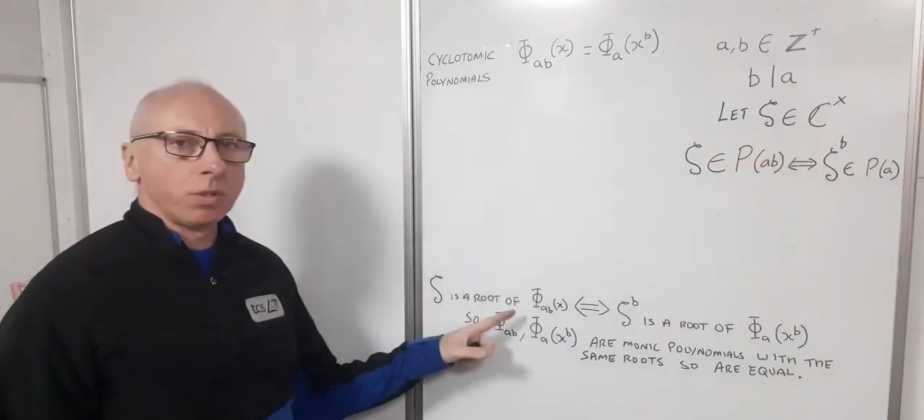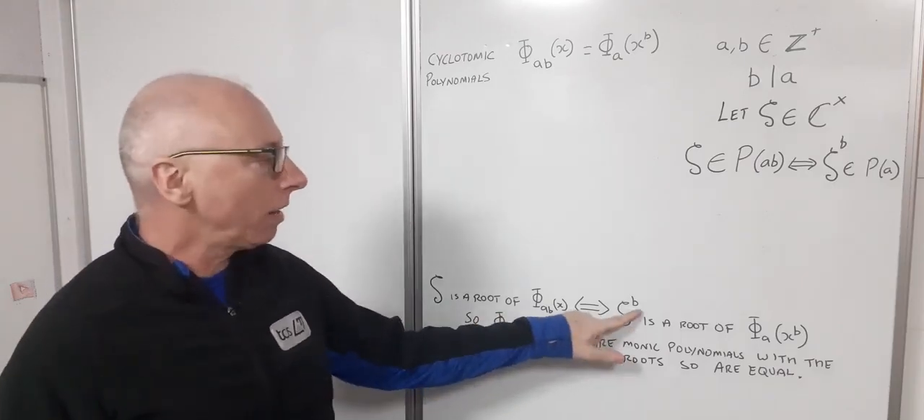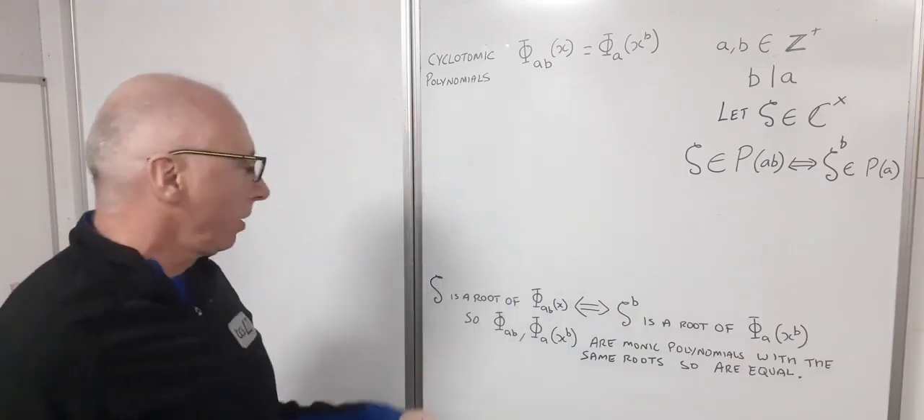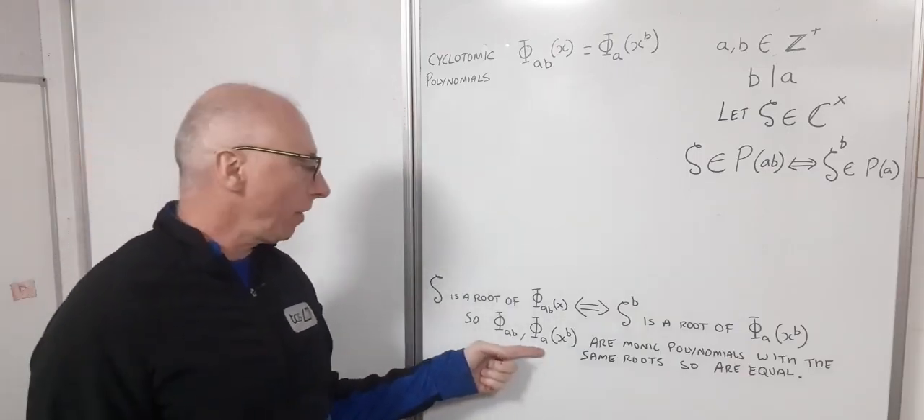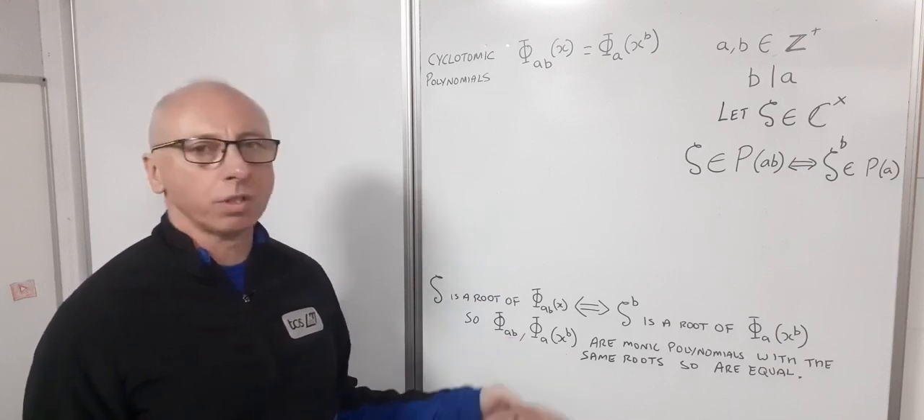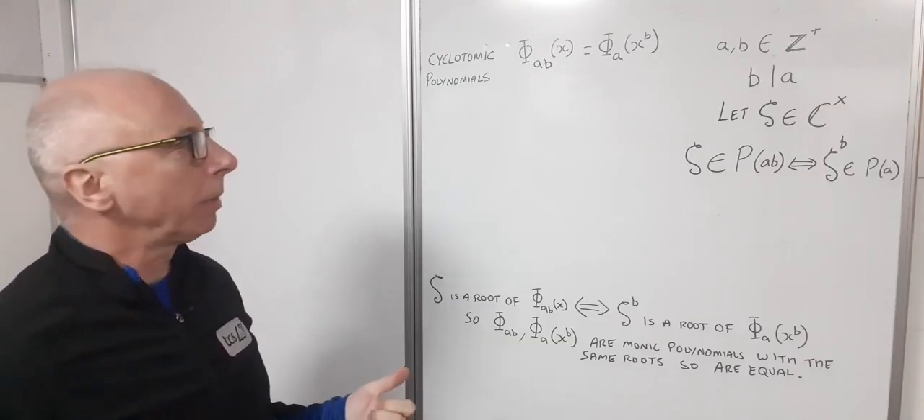Then zeta is a root of psi of AB if and only if zeta to the power of B is a root of psi of A, x to the power of B. So psi of AB and psi of A, x to the power of B are monic polynomials with the same roots, so they are equal. So basically that's what the proof sets out to be.